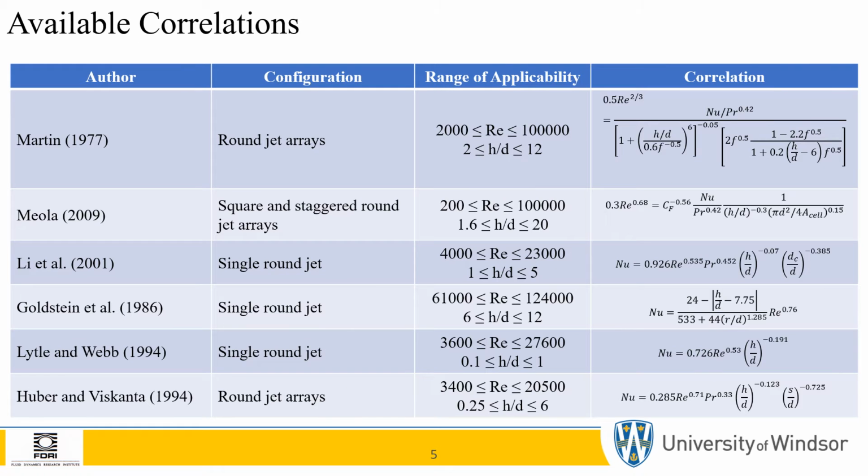Here is a brief list of some correlations available in the literature, ranging from single jets to arrays of square and staggered forms. All jets here considered are round nozzles. Some of these correlations account for the jet-to-jet spacing by the s by d raised to some power, or by using the area cell size, or by using the relative nozzle area, which is denoted by f.